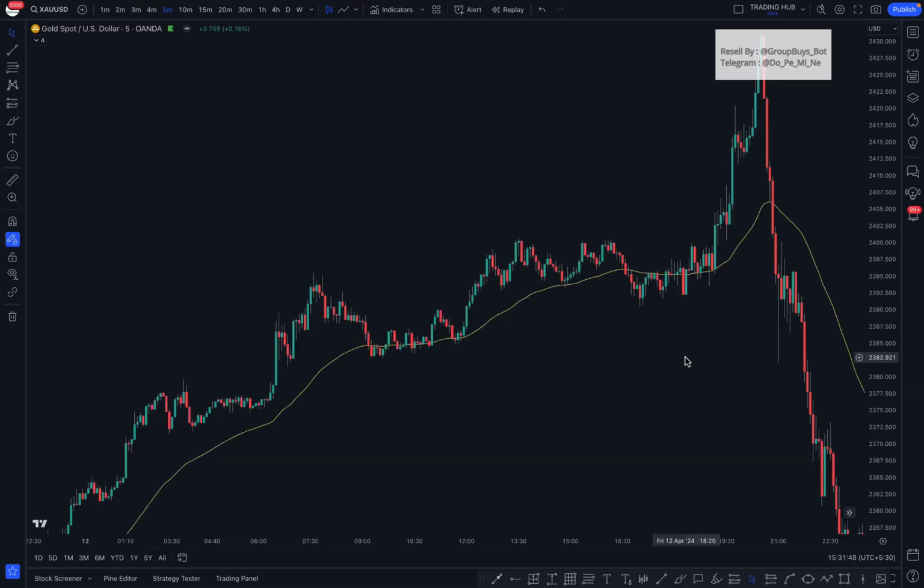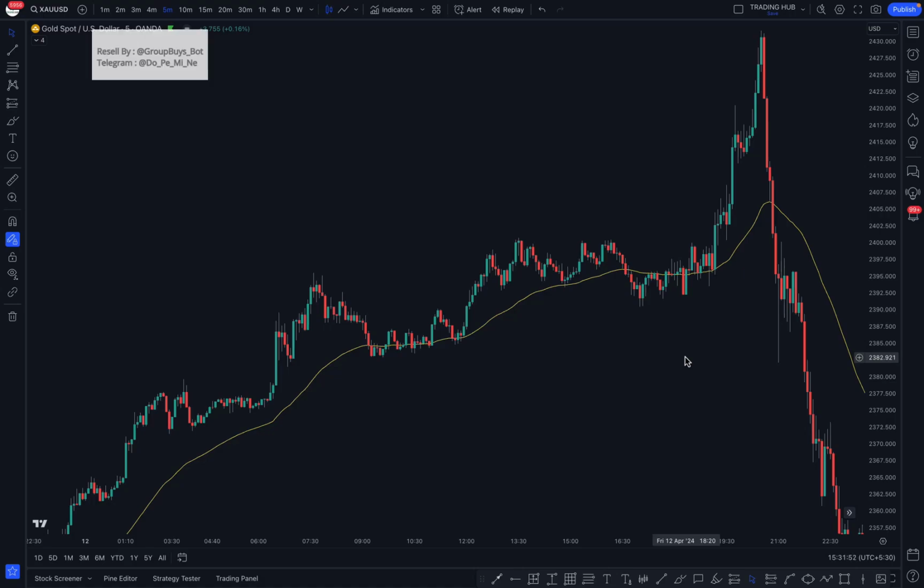This is our gold chart in a 5-minute time frame. You can apply any time frame. This is just an example. You can use 1 hour, 4 hour, 15 minute, any time frame. I'm just showing you the 5-minute time frame because the strategy works in every time frame. Simply, you need to identify our trend direction.